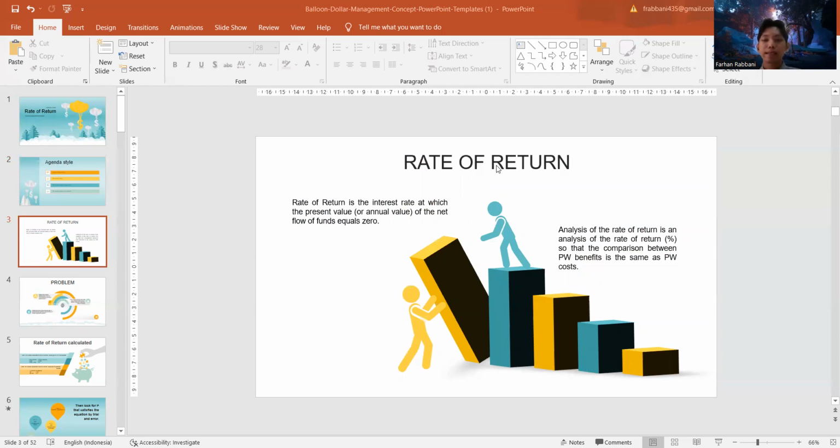Rate of return is the interest rate at which the present value or annual value of the net cash flow equals zero. The rate of return is the interest rate at which the equivalent value of one alternative technical design is equal to the equivalent value of another technical design alternative.